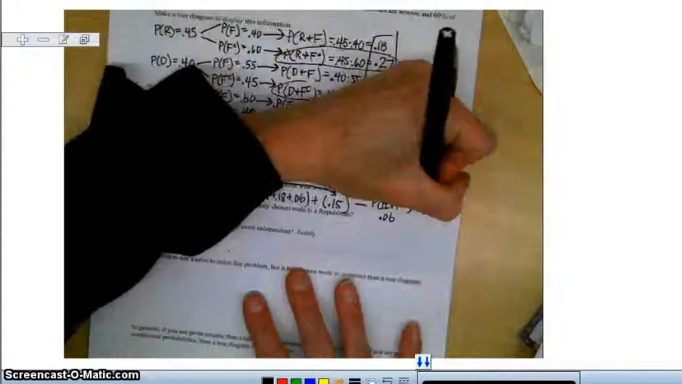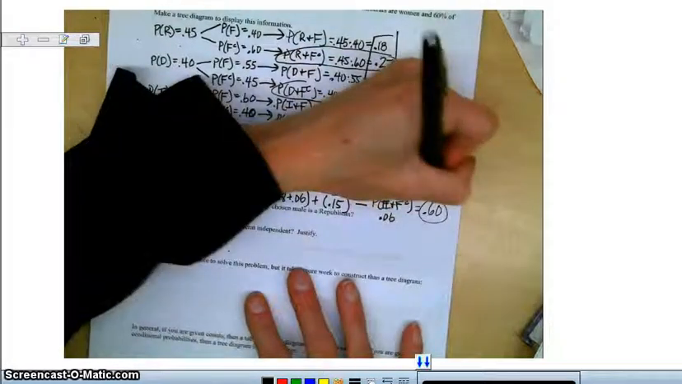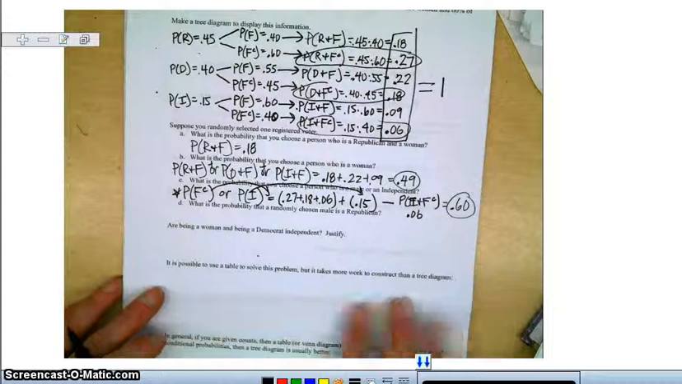What do you get? 0.6? Okay. All right, so part D.